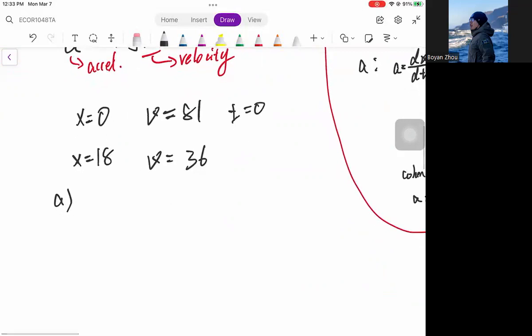So the question we need to answer is, when the displacement is equal to 20, what is the velocity? And also, when the velocity is equal to 0, like when the particle stops, how long do we need to wait? What is the time?